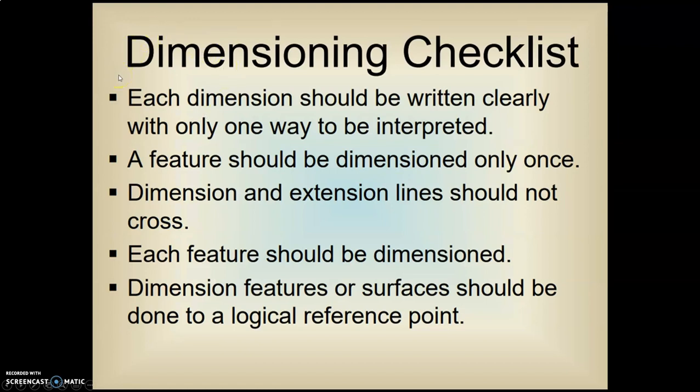Dimensioning checklist. Each dimension should be clearly written with only one way to be interpreted. You do not want anyone trying to make decisions about what is what. A feature should only be dimensioned once. We do not want duplicate dimensions. Dimension and extension lines should not cross. Every feature must be dimensioned. Dimensioned features or surfaces should be done to a logical reference point. We're going to call those datums.